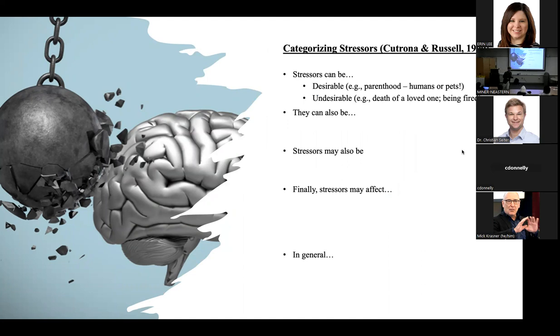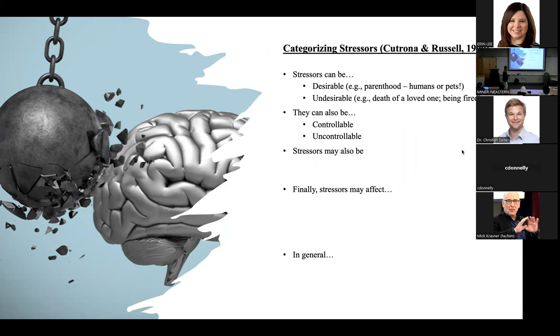The juice is worth the squeeze, I suppose, right? So it's a desirable stressor. There can also be undesirable stressors, things that we wish were not happening. Death of a loved one, perhaps being fired from your job. Obviously, many undesirable stressors in the context of death, dying, and serious illness, right?